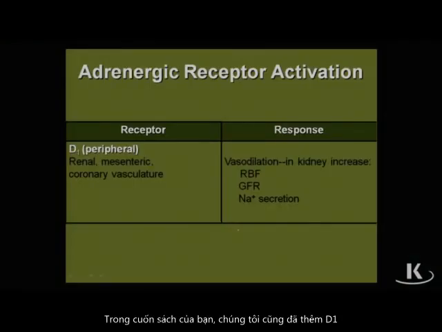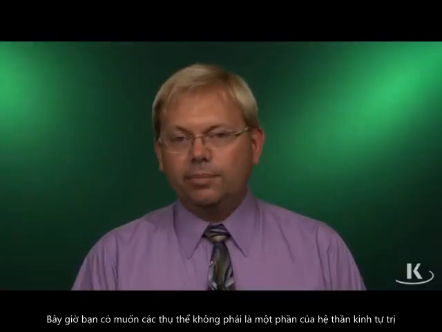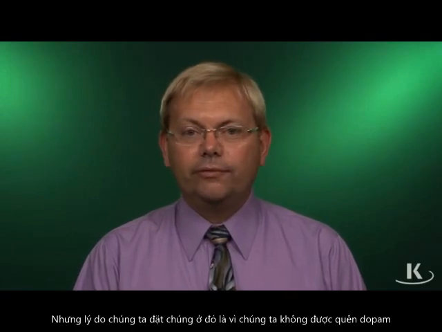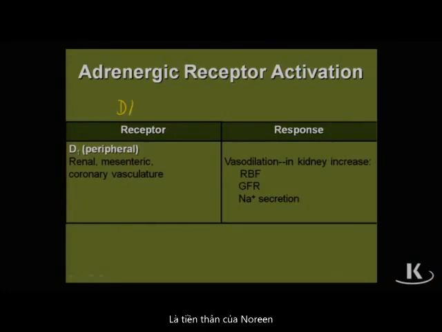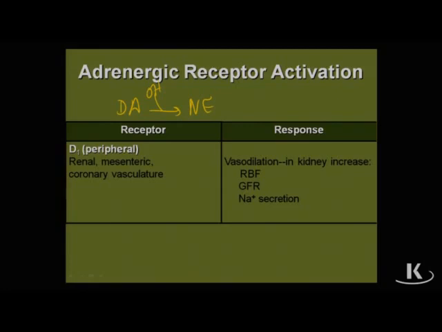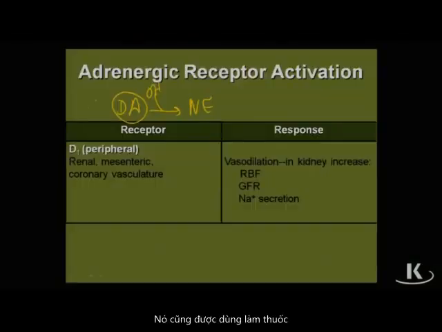In your book, we've also added D1 receptors. Now, D1 receptors are not part of the autonomic nervous system, but the reason we've put them there is that we mustn't forget that dopamine, first and foremost, is the precursor of norepinephrine. You remember that dopamine becomes norepinephrine once I put another hydroxyl group on it, thanks to the dopamine beta hydroxylase I find in vesicles. As a precursor, it is also used as a drug.